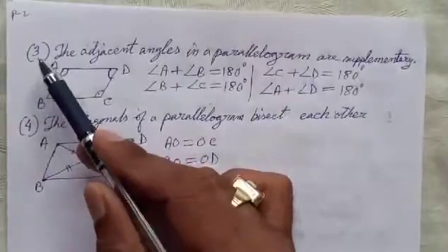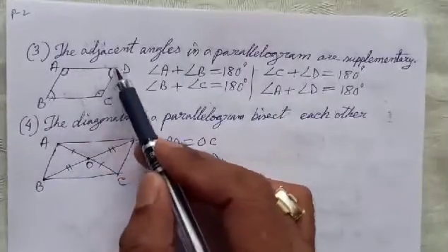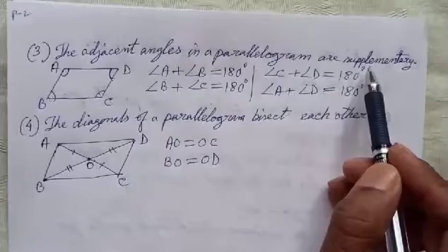Property 3: The adjacent angles in a parallelogram are supplementary.